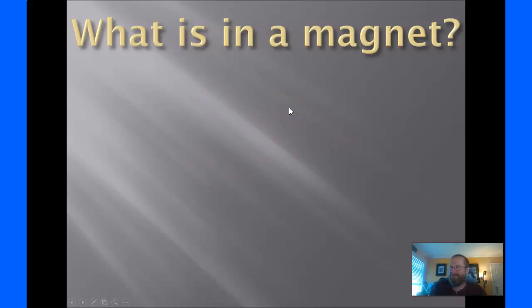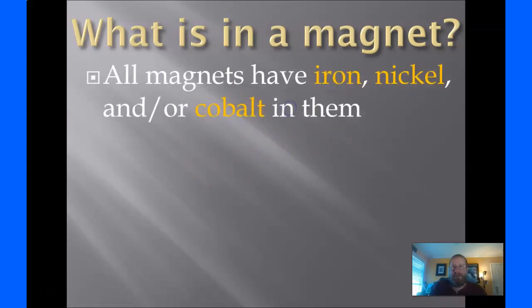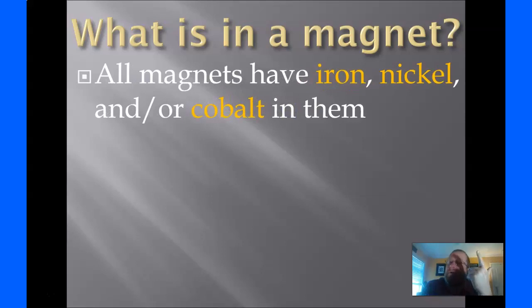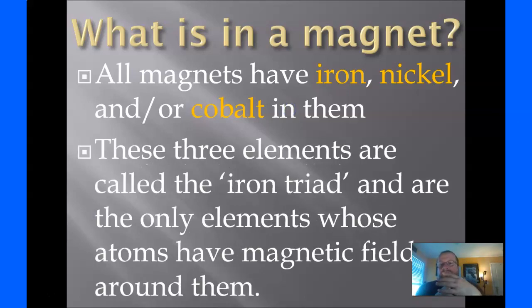What is in a magnet? Well, all magnets have iron, nickel, and or cobalt in them. If you look at the periodic table of the elements, those three elements are right near each other. They touch each other on the periodic table. These three elements are called the iron triad, and their atoms have tiny little magnetic fields around them.